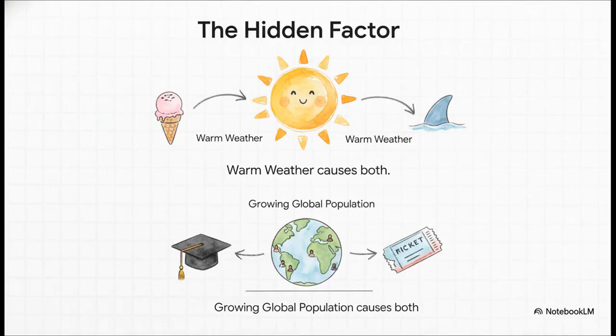And this is exactly what solves our earlier mysteries. For ice cream and sharks, the confounding variable is warm weather. When it's hot out, more people go swimming, and more people eat ice cream. The two aren't causing each other. And for the degrees in movies, the confounding variable is a growing population over time. More people in the world means, well, more people doing everything, including getting degrees and going to the movies.